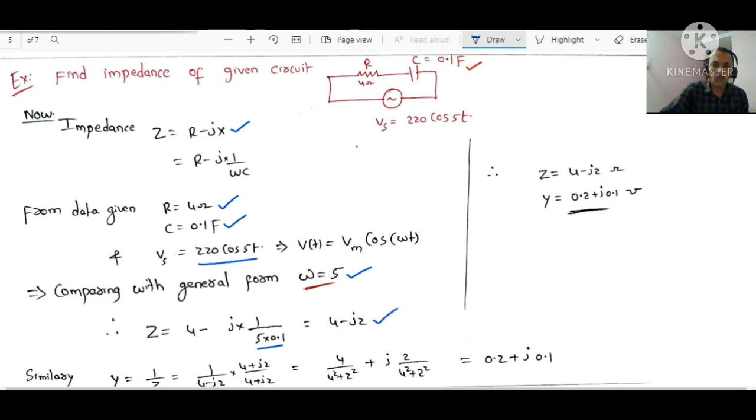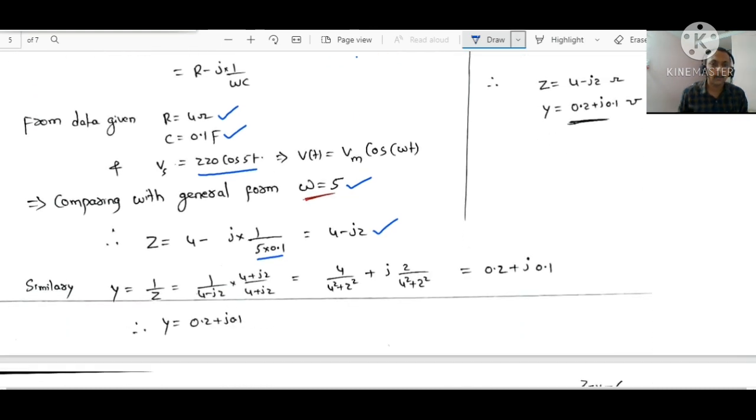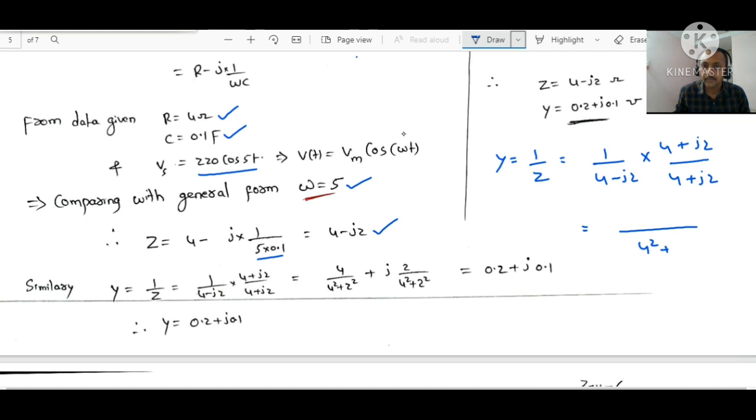4 minus J2. Now what about admittance? Simple. Y equal to 1 by Z. That equal to 1 divided by 4 minus J2. You just simply multiply it with 4 plus J2 and divide it with 4 plus J2. A plus B into A minus B, A square minus B square. J square, minus 1 we will get. That is the reason in denominator what we will get? 4 square plus 2 square we will get. That is what we have done here.